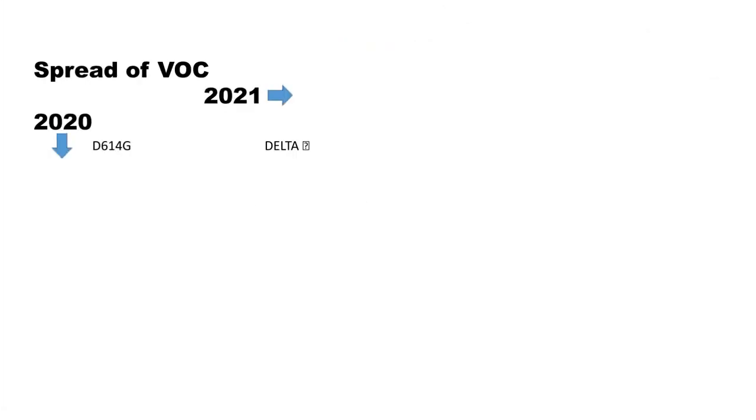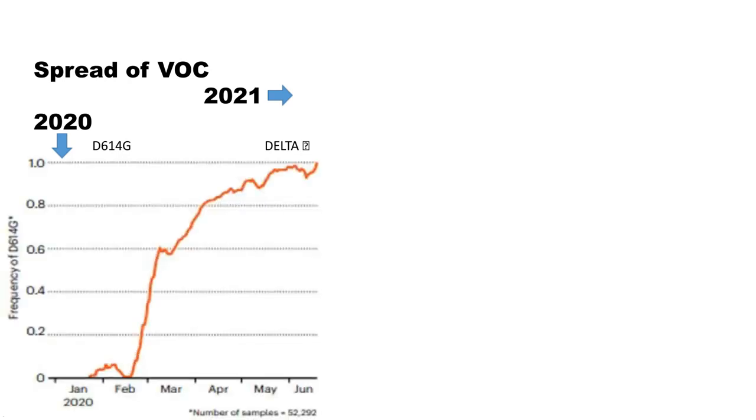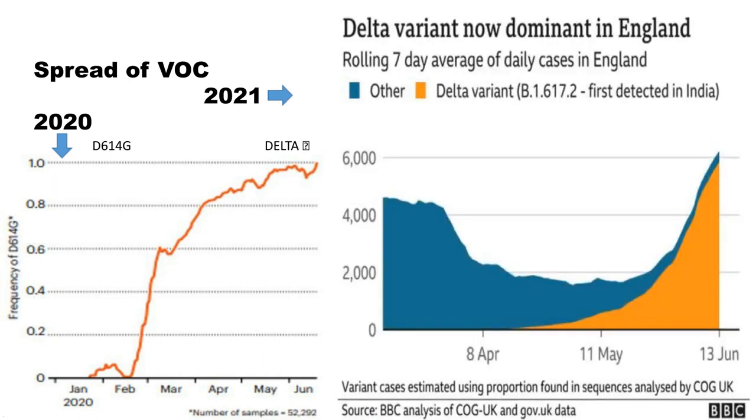So in 2020, the mutation which was predominant was D614G, which appeared in February, and by June was the predominant infection found all over the world. And this year, there has been the Delta variant, which has spread all over the world now.